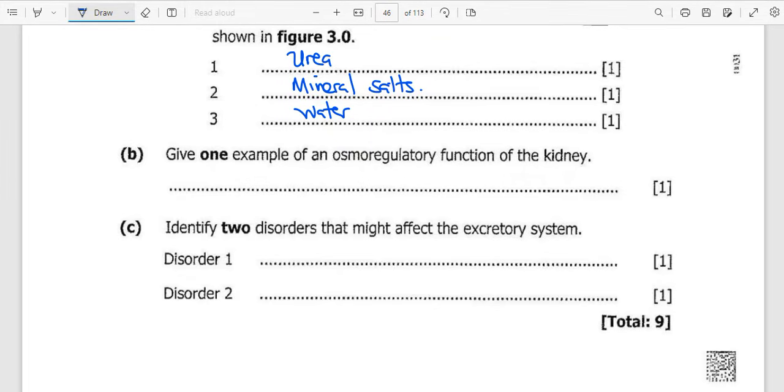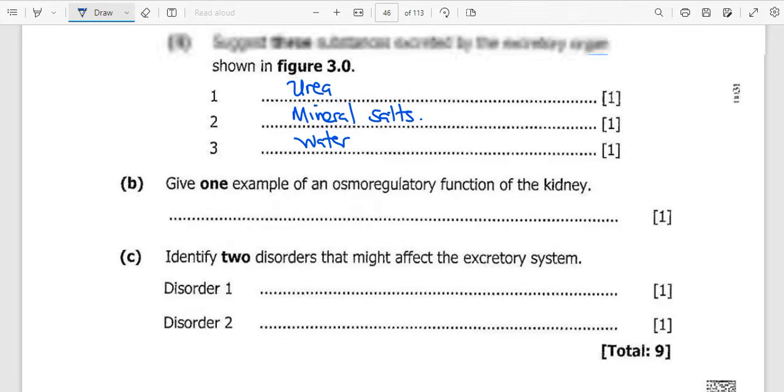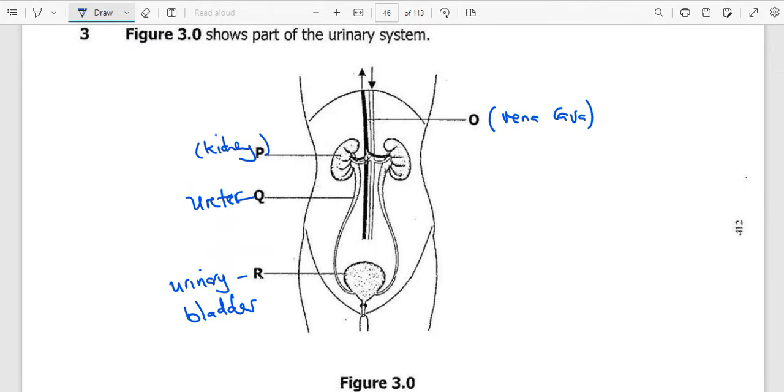So now, apart from that, we can look at one example of an osmoregulatory function of the kidney. So we're looking at water there. Once the water is being excreted, it is stored here in the kidney. In an event that you run out of water, the same water which has been excreted will be reabsorbed in the body, in the blood system.